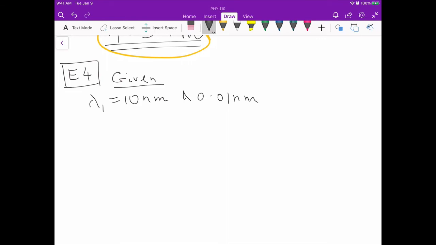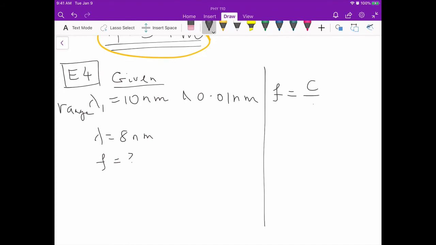For an X-ray with a wavelength of 8 nanometers, what is the corresponding frequency? So this is the range, but the real lambda given is 8 nanometers, and you're asked to find the frequency. We already developed the equation: frequency is equal to C over lambda. C is just a constant, 3 × 10⁸ meters per second.